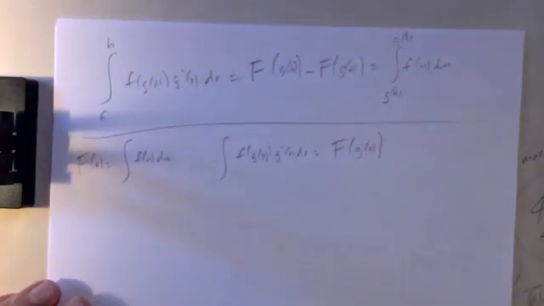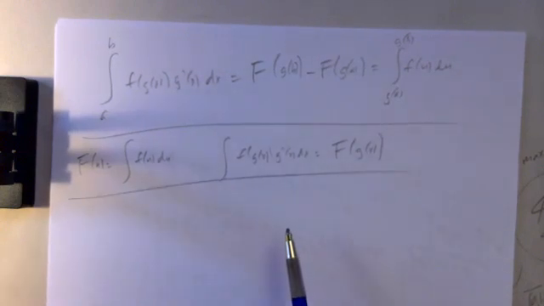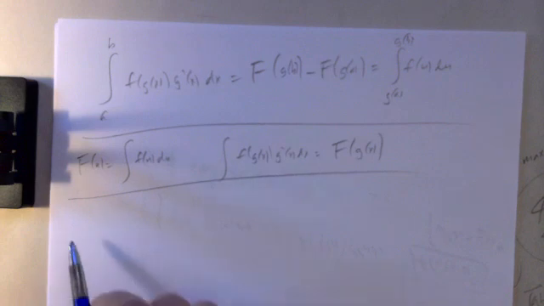So this is the change of variables formula for a definite integral. And the only way to understand this is to just look very carefully at the examples in the book and work a lot of problems by yourself. So let's look at some examples.